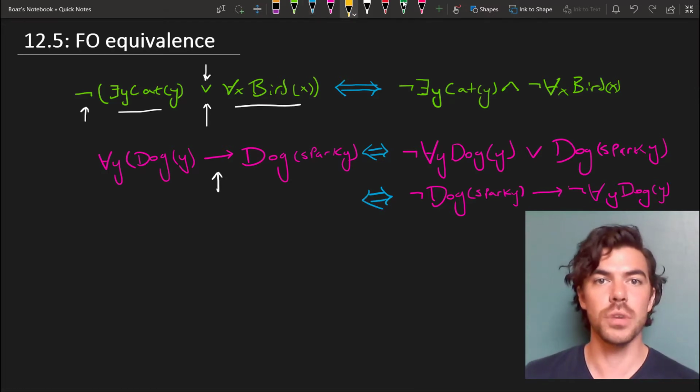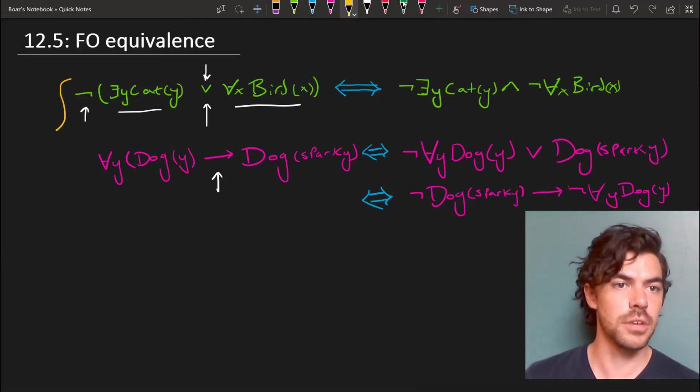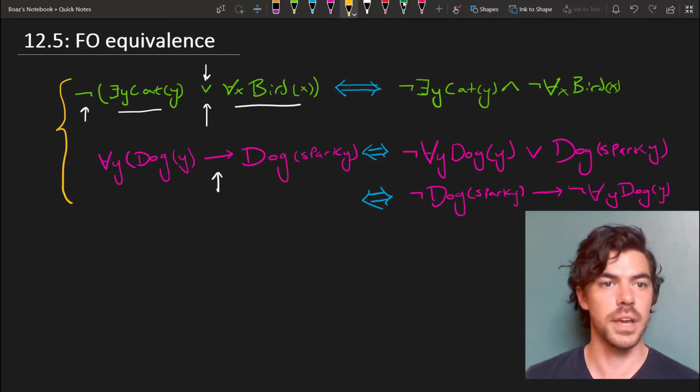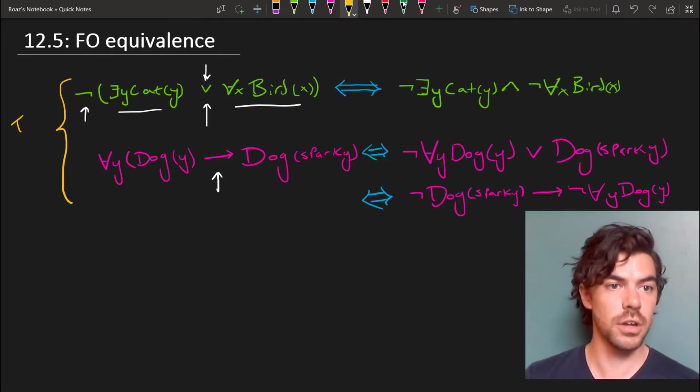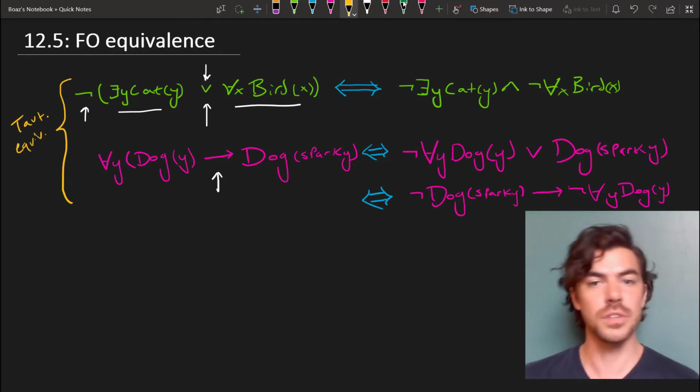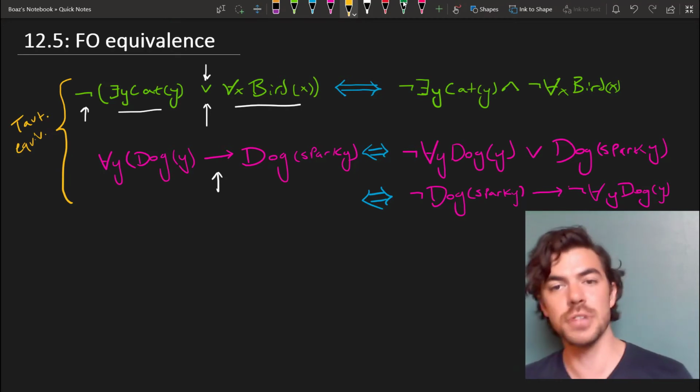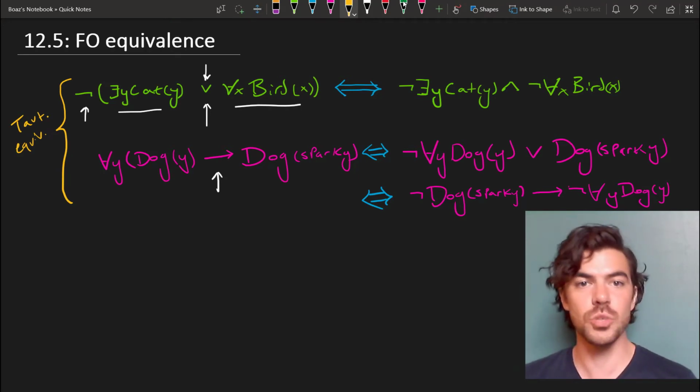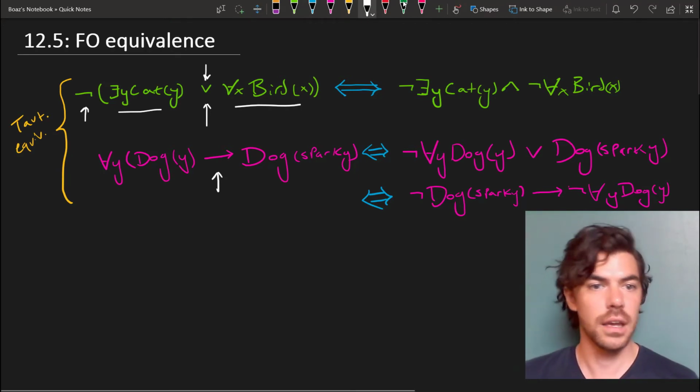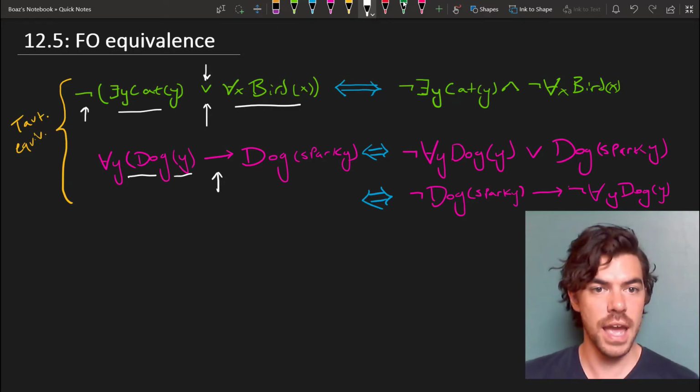And all of these work simply because they work using the equivalences for the truth functional operators. So these will actually be tautologically equivalent. As you can see, if you plug any of them into a truth table, treating again any of these quantified sentences like everything is a dog as atomic.